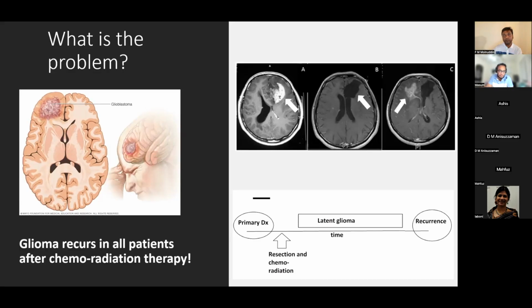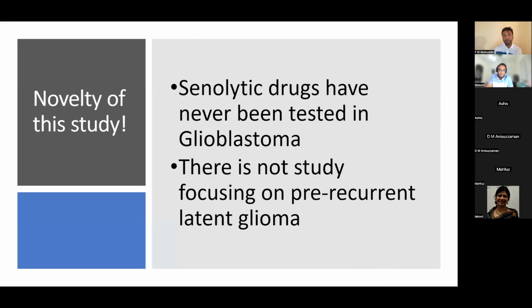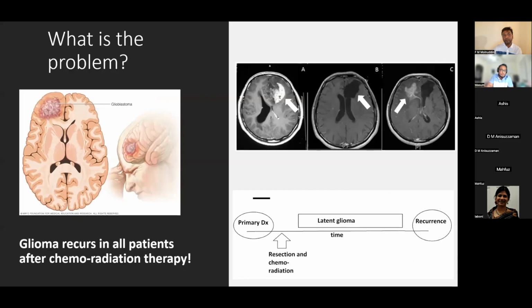What is the novelty? The novelty is that this is the first study done in this pre-recurrent stage of glioma, and this is the first study in which we studied a senolytic drug, a different kind of drug that I'm going to talk about today, in the treatment of glioblastoma. So to target this latent glioma or pre-recurrent stage of glioma, how did we form our hypothesis?